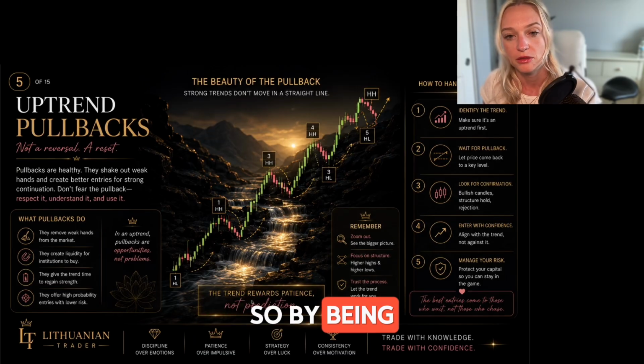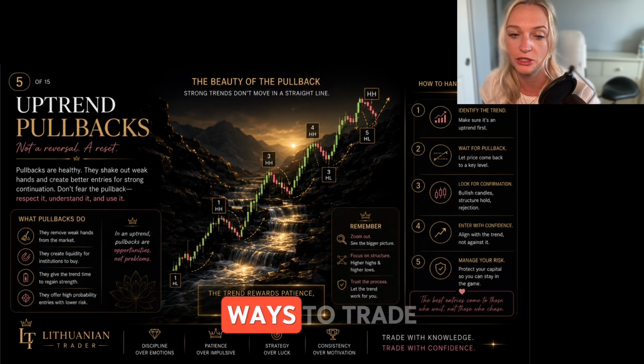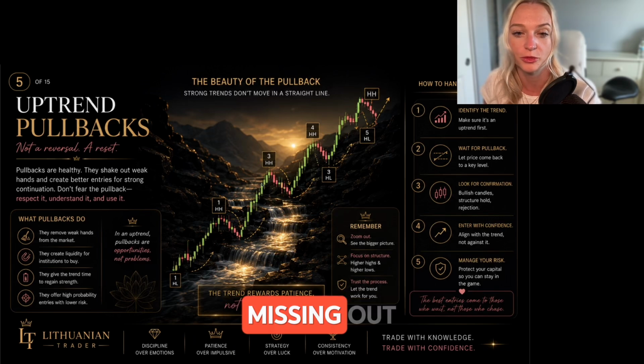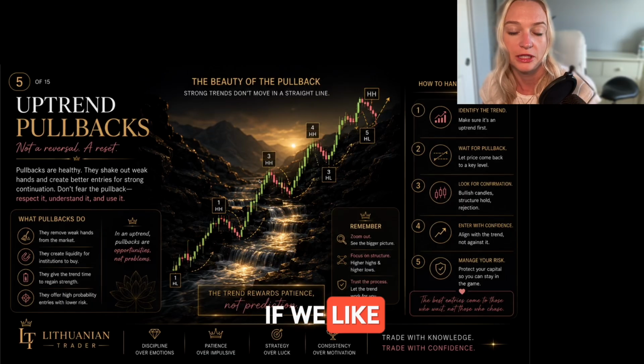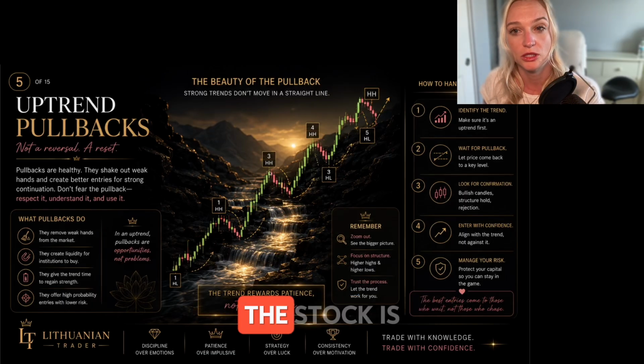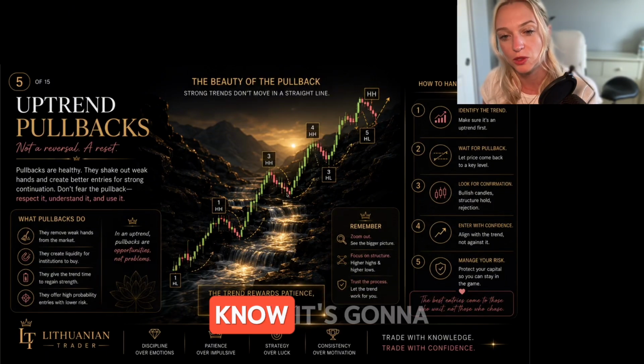So by being patient in the trend, you can catch a lot of good moves. And a couple of ways to trade. Like if you feel FOMO, missing out, you're like, I didn't get into the trade. What do we do? We wait for the pullback. If I had X amount of dollars, but I know the stock is going to go up more, when do we add? Do we add here? No, because we know there's going to be a pullback.